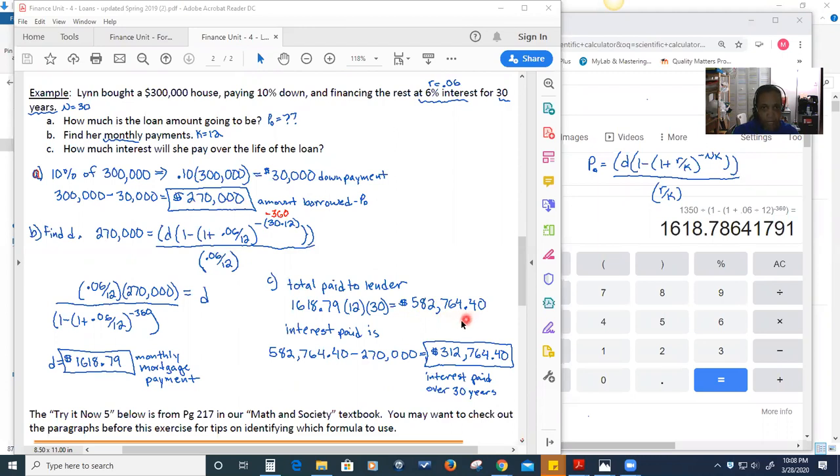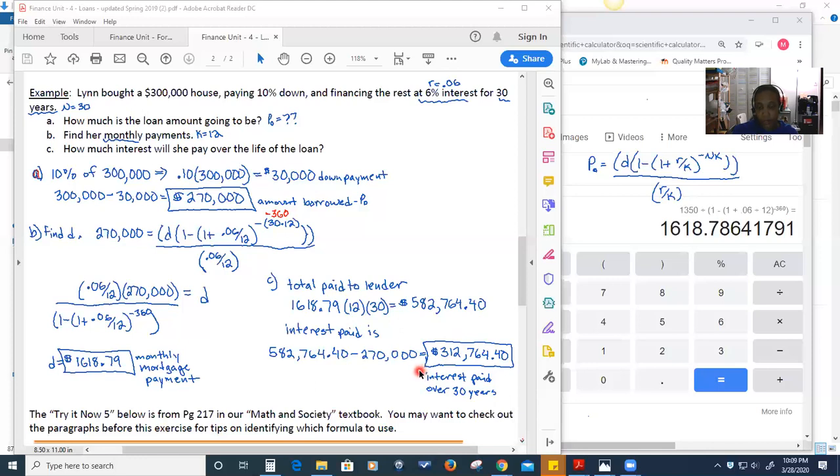The interest, just the interest, came out to be $312,000. This is more than the original cost of her house. So she basically paid for her house twice. If all she does is make that monthly payment every month, month after month, for 30 years, if she never does anything else to try to lower the amount of interest that she has to pay back, then she's basically going to end up paying for her house twice.